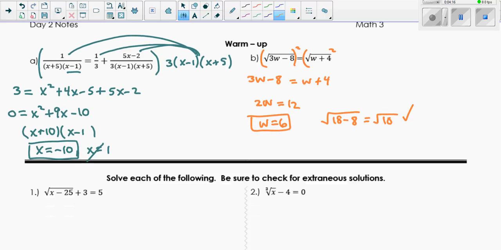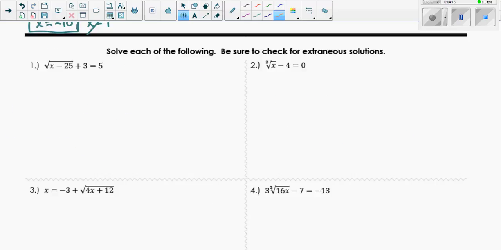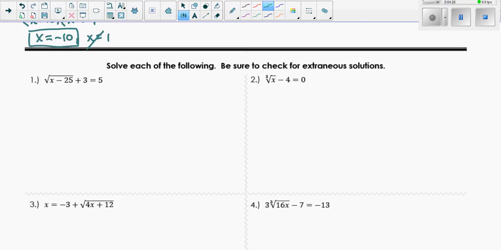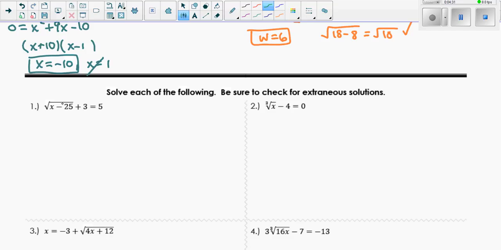Alright, so let's talk about some more radicals. I have 6 problems for you. If you think that you can do any of these before I go through and explain them, it would be good for you to try them first, and then you can go back and listen to me explain them. Alright, so, number 1, in order to get the radical, I want to get the radical by itself, so I subtract 3 to both sides.